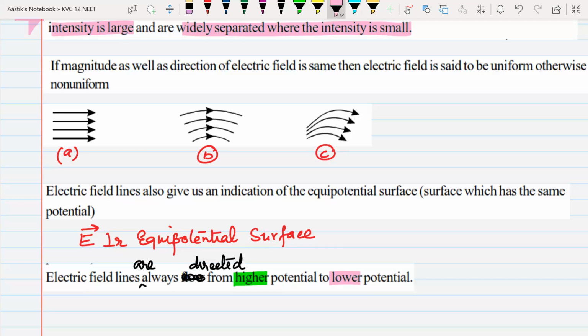Okay, this is all about electric field and electric field lines. Let us try to solve one or two questions based on this. Simple ones. And these are the questions that you can expect in your examination hall. So I'll just show you the question.